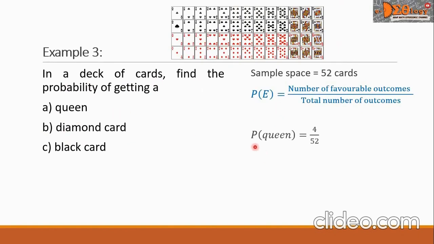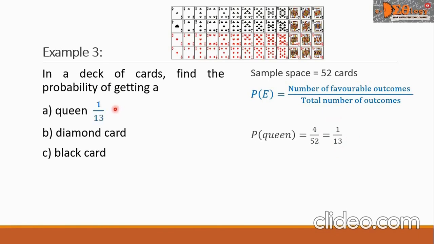To get the probability of getting a queen, in a deck of cards there are 4 queens. So we write here 4 over the total number of outcomes, which is 52. So this is 4 over 52. Then to simplify, this is equal now to 1 over 13. This answer we will write opposite letter A. Then let us proceed with problem B.